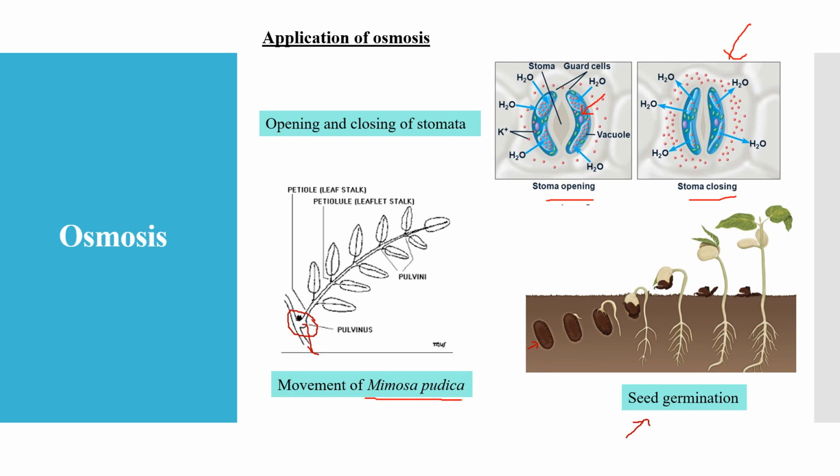It means the water molecules were more outside and inside the embryo water molecules were less, so the water molecules move from high concentration to low concentration. By absorbing the water, you can see the plant has grown. So these are the three very important applications of osmosis: opening and closing of stomata, movement of mimosa pudica, and seed germination.